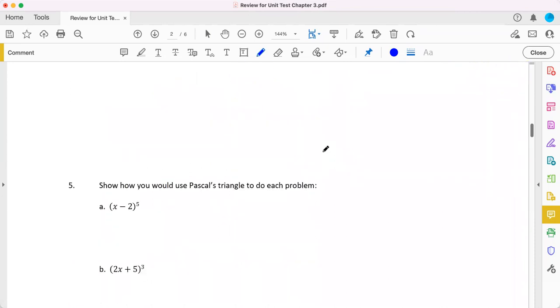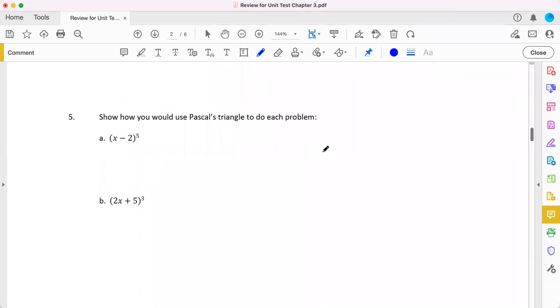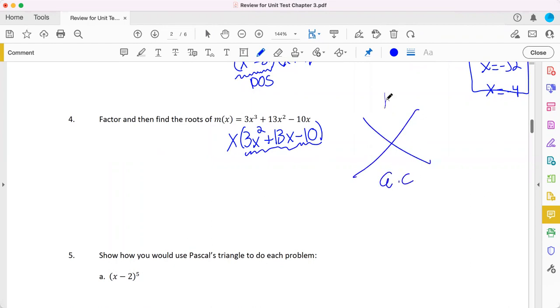I'm skipping 4. I don't really want to do more Pascal triangle problems, so I'm just going to do this. You see x is common with everything. Get 3x squared plus 13x minus 10. You can factor this. You do not need quadratic formula. So remember, take a times c, find factors that add up to b. There's 13, it's -30. 15 and -2 are going to work just fine.